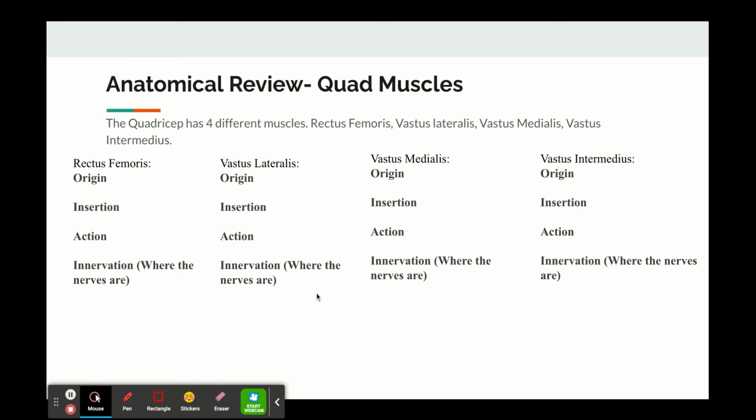And for the vastus intermedius, it borders the patella. It's more towards the lateral side. Again, it's hard to differentiate between the rectus femoris and the intermedius because they're so similar.